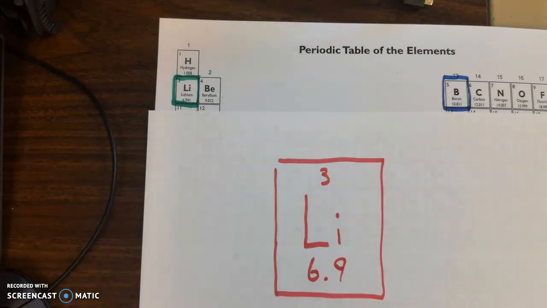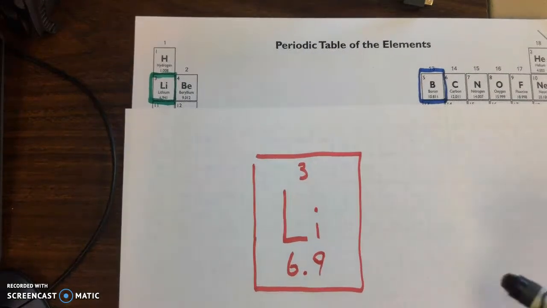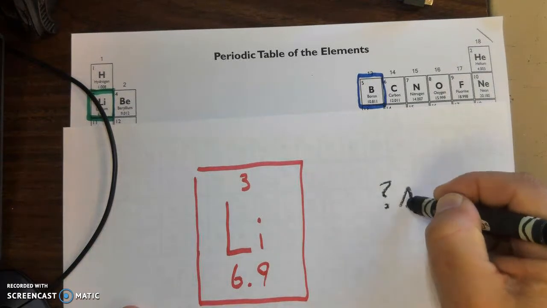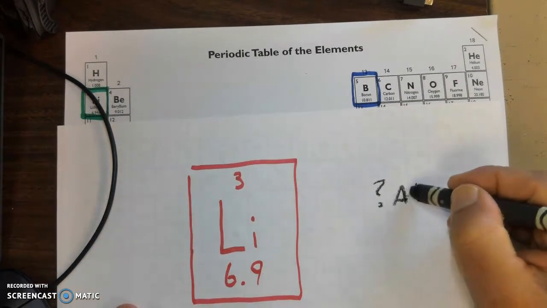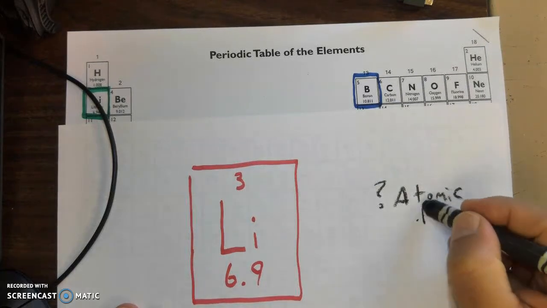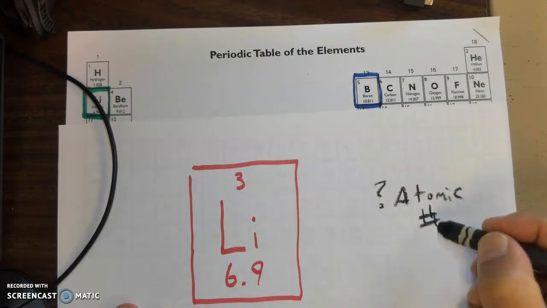Okay, so pause it right now. I want you to label the following things. I want you to write, where is the atomic number? Where is the atomic number? Where is the atomic mass?